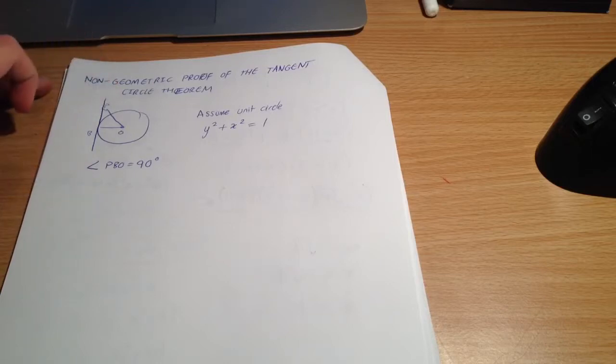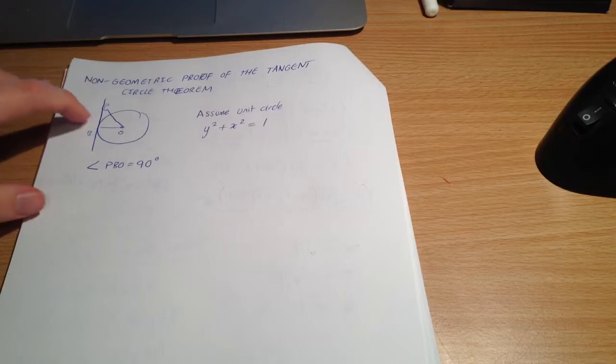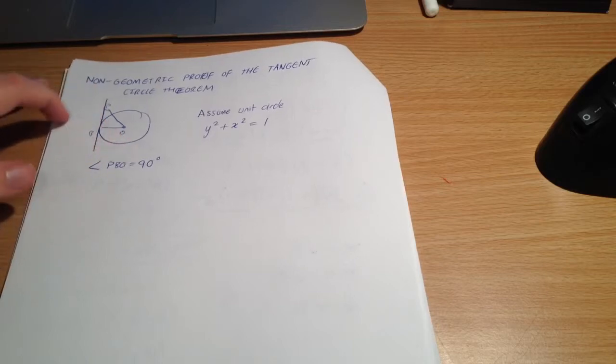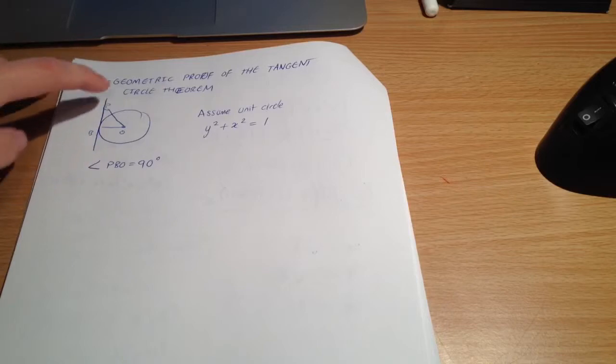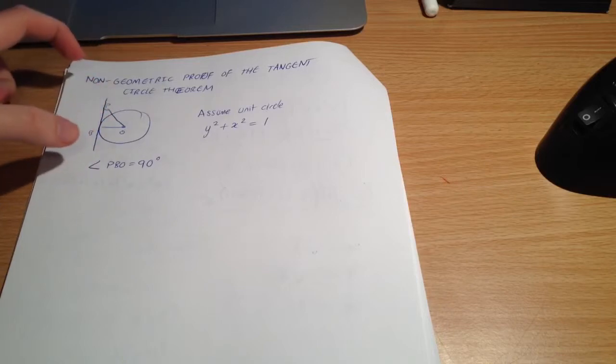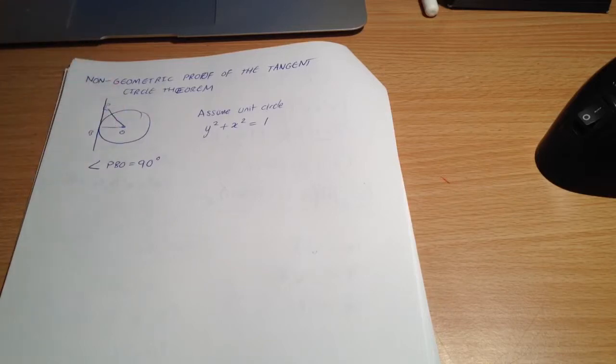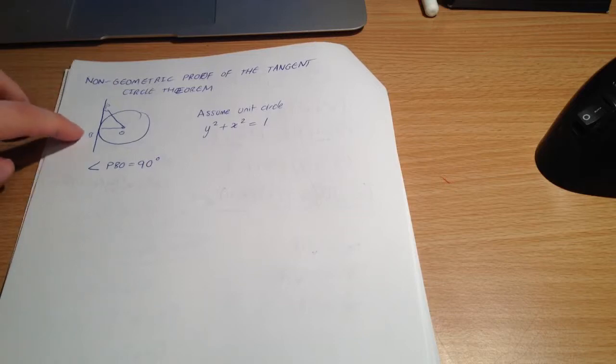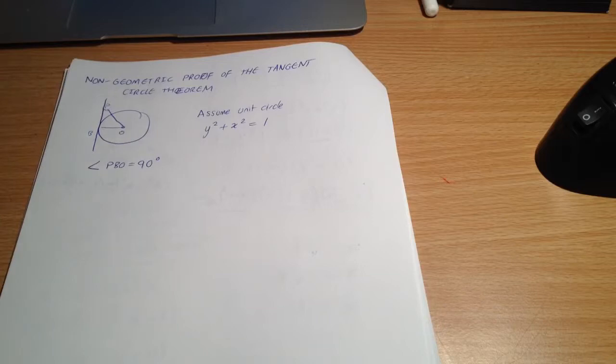So essentially what I'm looking at with the tangent circle theorem is proving the angle PBO for a circle is equal to 90 degrees. Of course, PB here is just part of the tangent to that circle, and O is the origin of that circle. And of course we're assuming that length OB is going to be the radius.